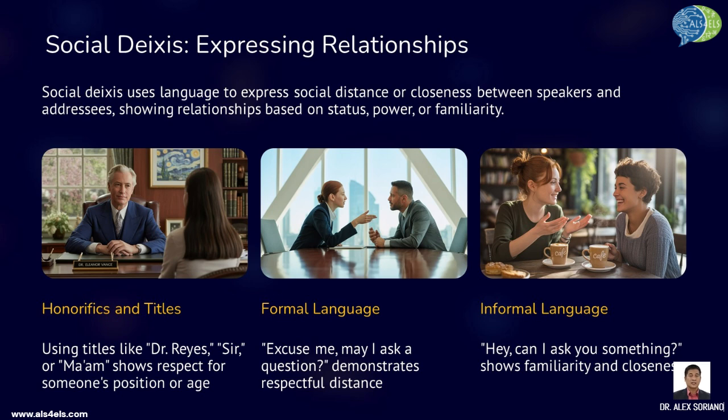Social deixis uses language to show the social distance or closeness between people. It reflects our relationships based on things like status, power, or familiarity. Honorifics and titles: we use titles like Dr. Reyes or Ma'am to show respect for someone's position or age. Formal language, like "Excuse me, may I ask a question," demonstrates a respectful distance. Informal language, like "Hey, can I ask you something," shows familiarity and closeness.